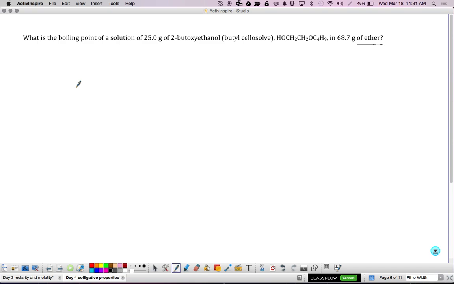This is a boiling point elevation problem, so delta TB equals KB times m. Now I'm going to take this the other way this time. I'm going to solve for boiling point elevation first and break it up as a last step. Okay, so delta TB.